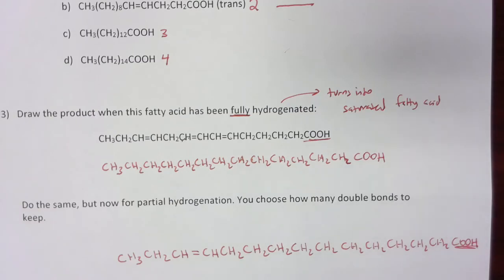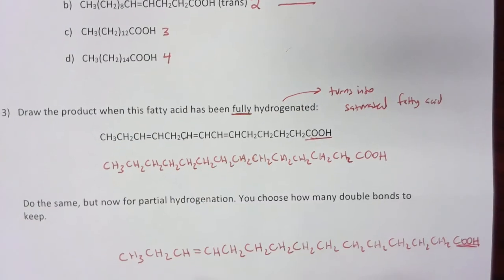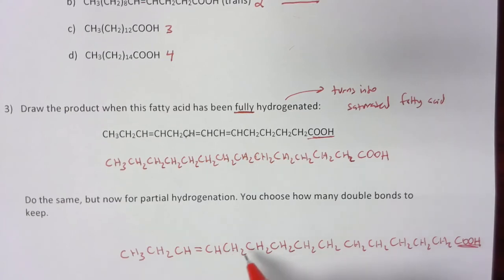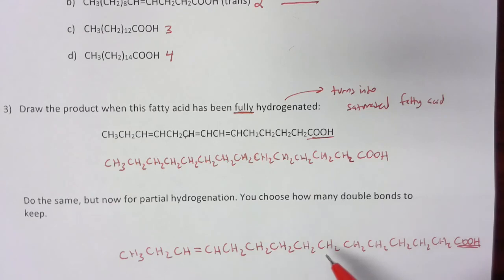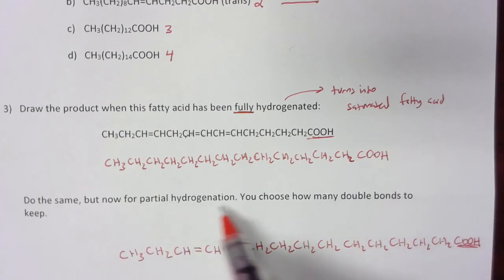All right, and you could have drawn this out with just 1 double bond hydrogenated. You could have left 2 double bonds in there, but it would be wrong to leave all 3 double bonds in there. And it would also be wrong to leave no double bonds in there because it was only partially hydrogenated. All right, I hope that was helpful.